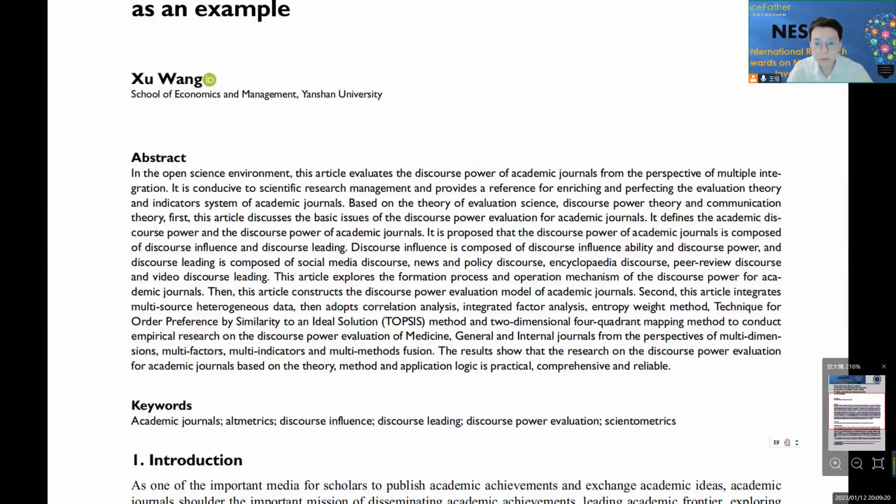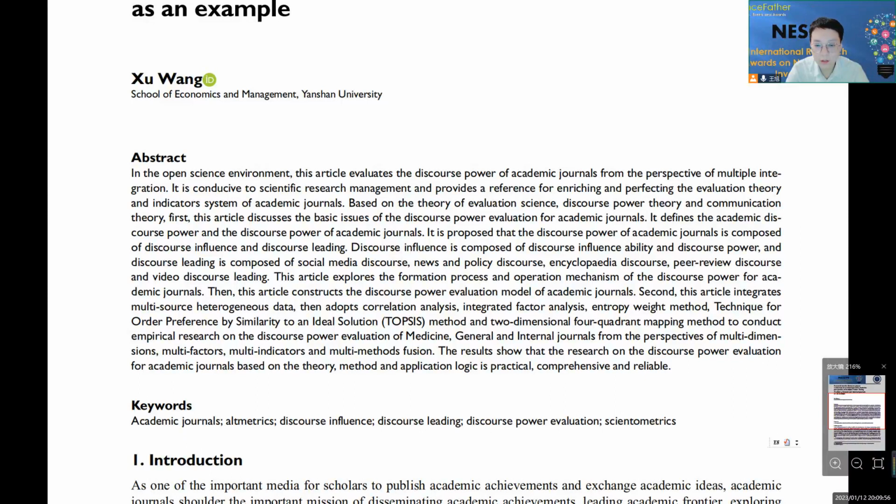Based on the theory of evaluation science, discourse power theory and communication theory. First, this article discusses the basic issues of the discourse power evaluation for academic journals. It defines the academic discourse power and the discourse power of academic journals. It is proposed that the discourse power of academics is composed of discourse influence and discourse leading.